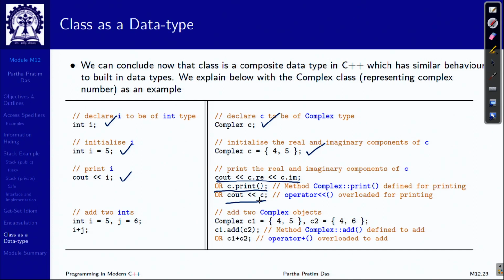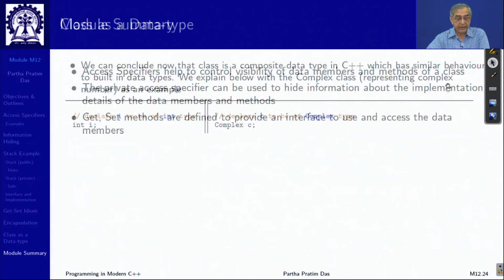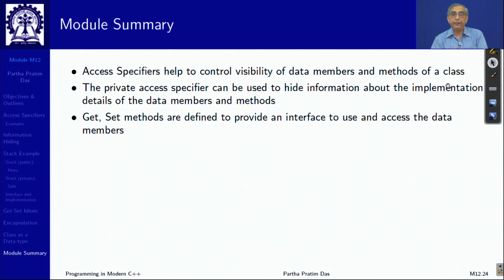So, it is the same. For example, we can add two integers. Similarly, I can provide an add method, or even better, I can overload the operator plus to do the add in the same way. So, you can see that in parallel, if you just replace int by complex, everything still holds. We can make the data type in that way. So, that is the reason we often say that class is actually a data type.